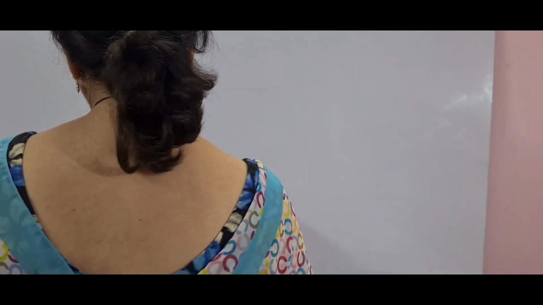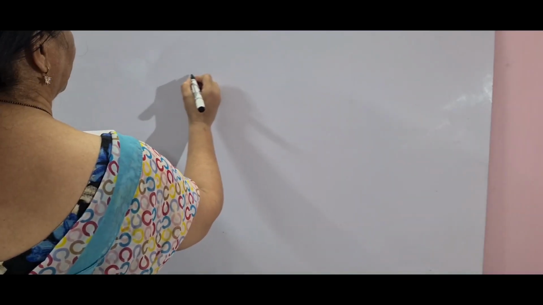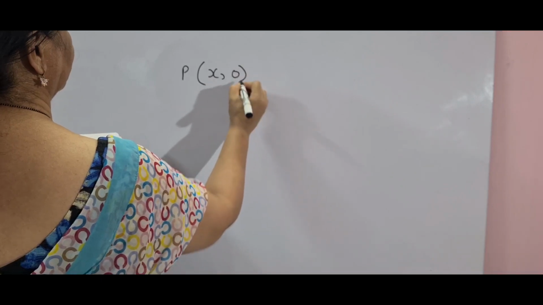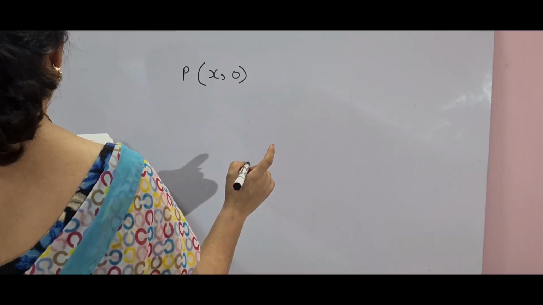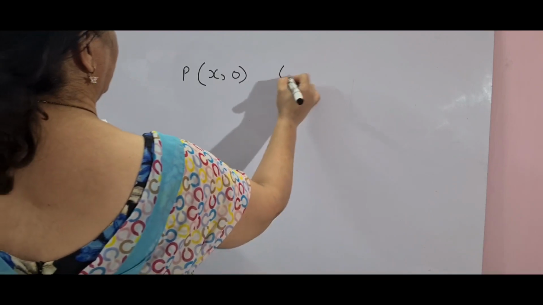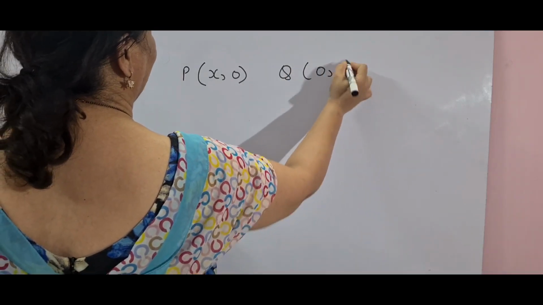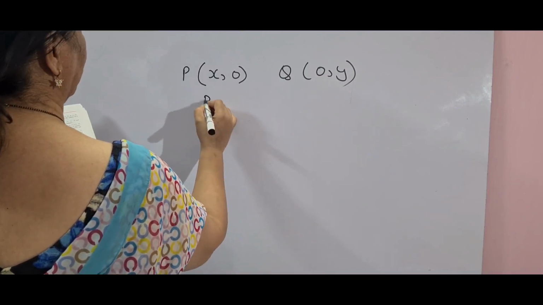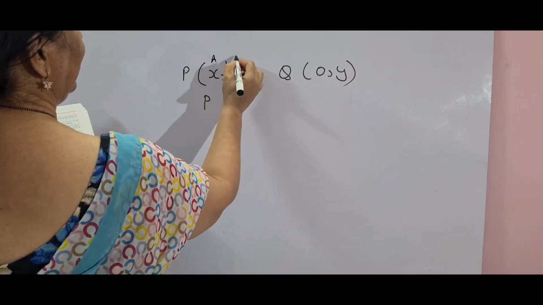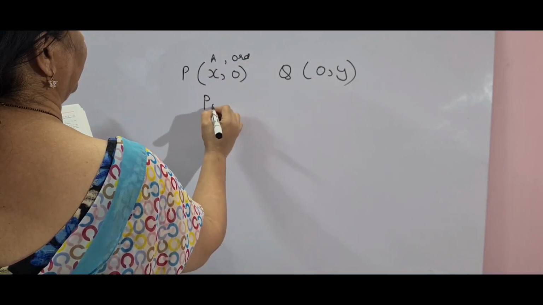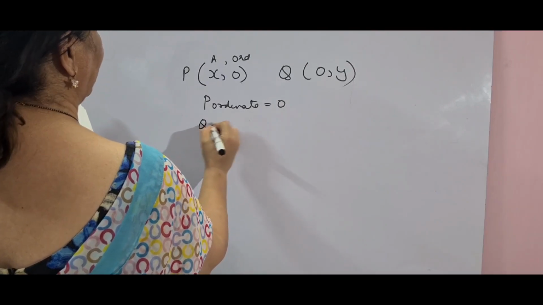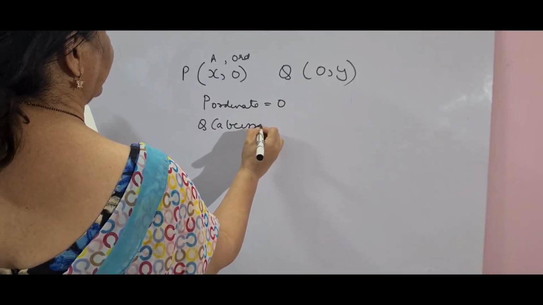Then come to the 10th sum. He says a point P lies on the x-axis. It is very simple. Because point P is lying on the x-axis, point P will be x comma 0. Similarly, he says another point Q lies on the y-axis, so it will be 0 comma y. He says write the ordinate of P. The first is abscissa, the second is ordinate. So ordinate of P is equal to 0, and abscissa of Q is again 0.